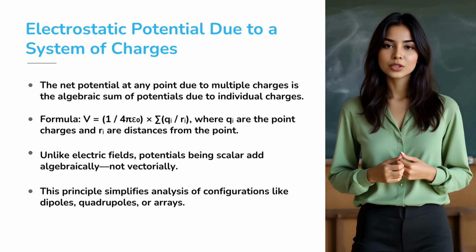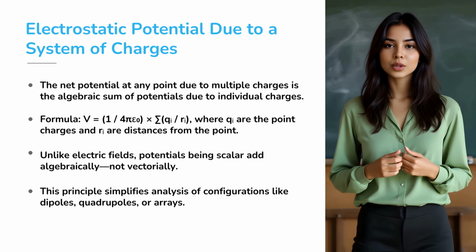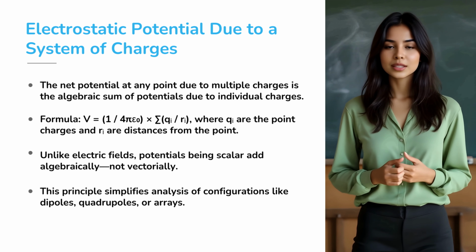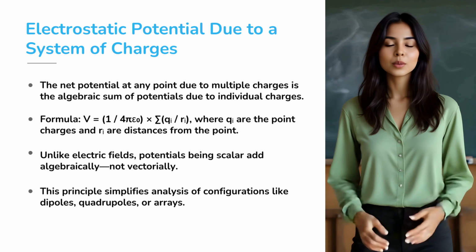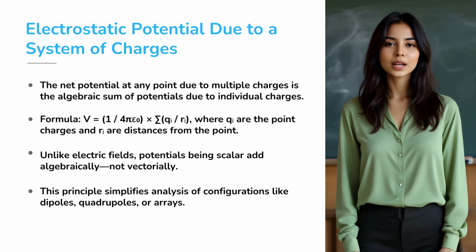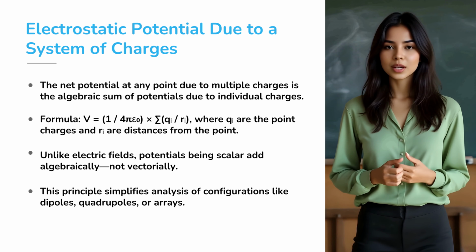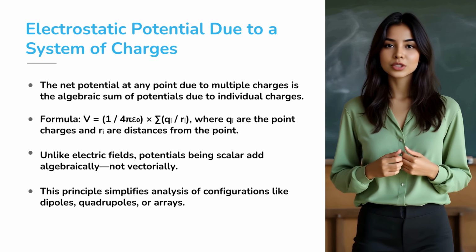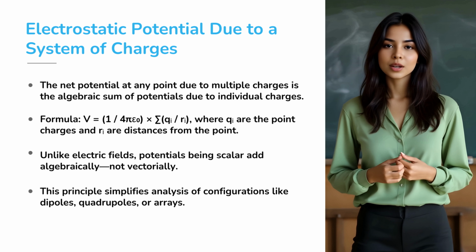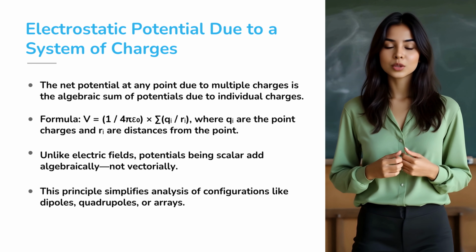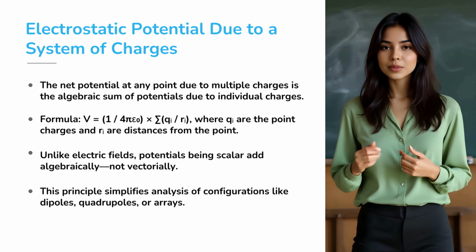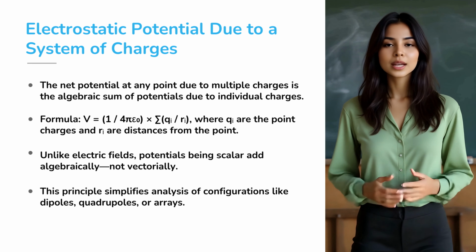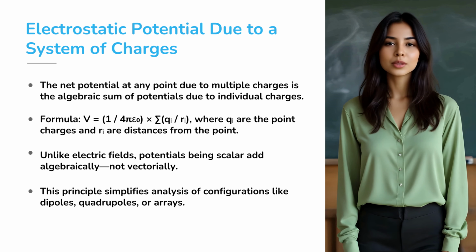This is known as the superposition principle, and the formula is V equals 1 by 4 pi epsilon naught multiplied by the sum of Qi over Ri, where Qi is each charge and Ri is its distance from the point we are interested in. Let's say you have two charges, one positive, one negative, placed around point P. Each creates its own potential at P, and you simply add or subtract based on their signs. Simple, elegant, and extremely powerful.